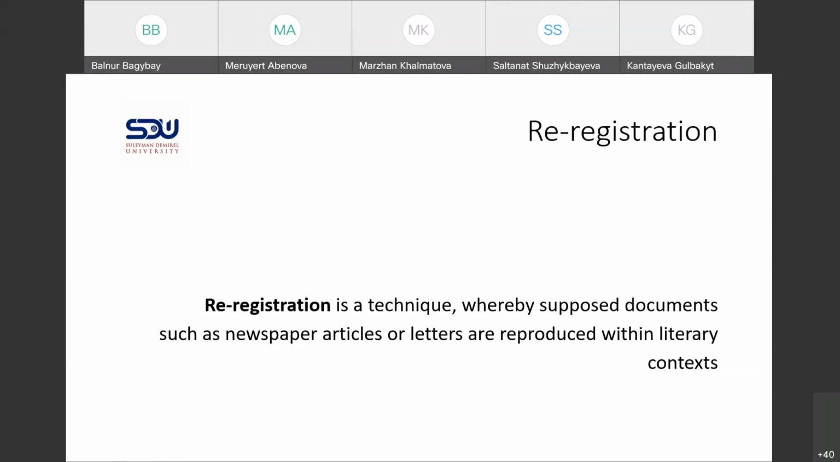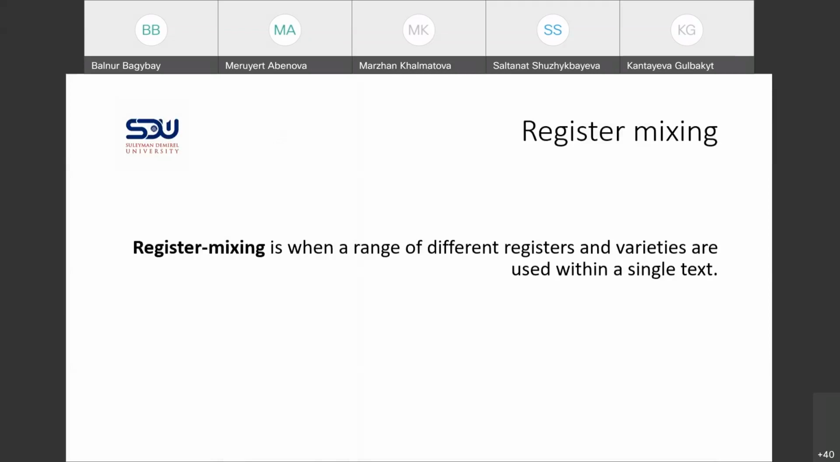Though this is a widespread practice in creative writing or any kind of writing. Yeah, so re-registration takes place. It's quite a nice technique, used by journalists mainly. I have several journalist friends, and they use re-registration quite often. All right. While what about register mixing?